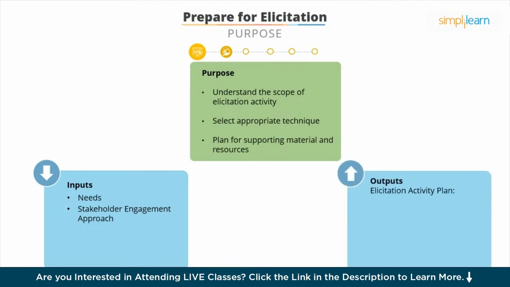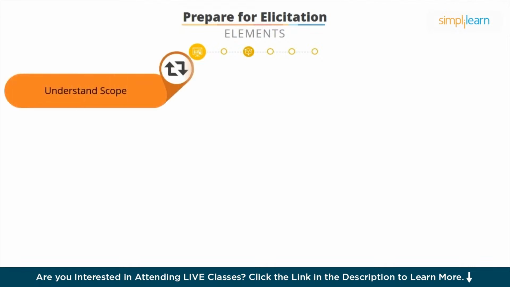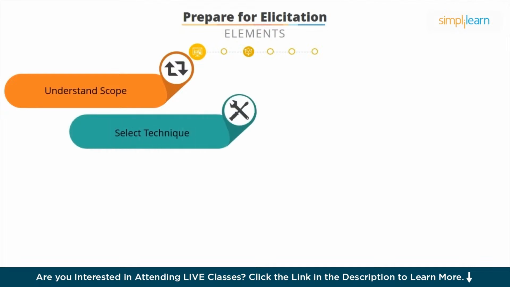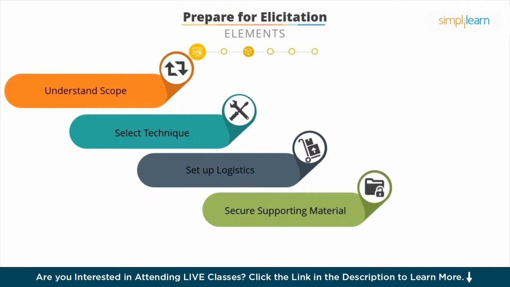The elicitation activity plan enables you to prepare for conducting elicitation sessions based on the scope of elicitation and elicitation technique. It also helps set up the logistics and secure supporting material needed for this task. What are the different elements one would consider while preparing for elicitation? You need to understand the scope, select appropriate technique, set up logistics, secure supporting material, and prepare stakeholders who will be participating in the task.